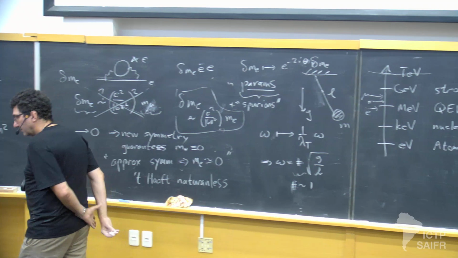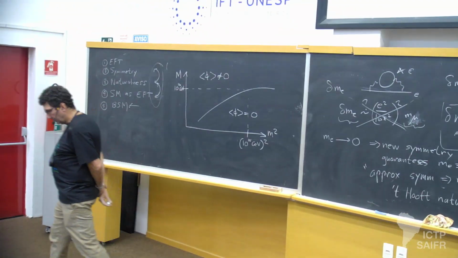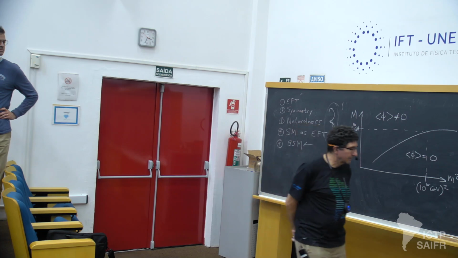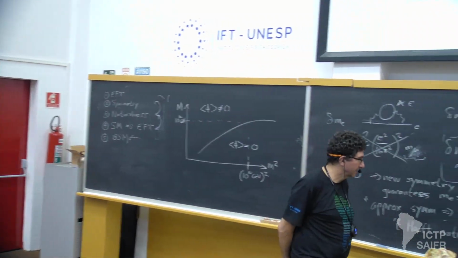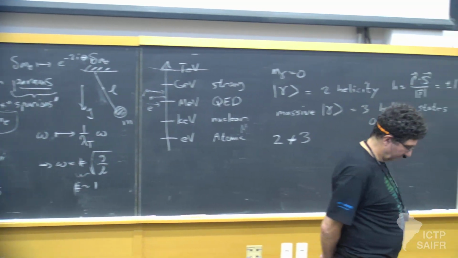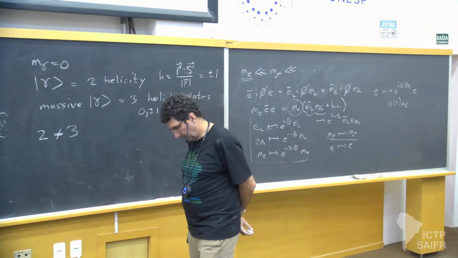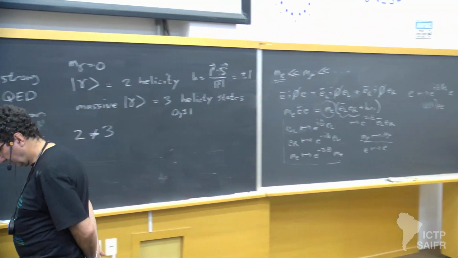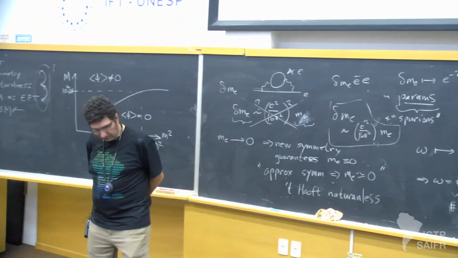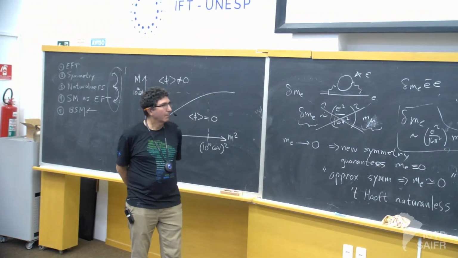Sorry, but I can see how the approximate symmetry can relate to the mass being close to zero. I mean, when we have the symmetry, some terms are forbidden and some terms are protected by symmetry, and I can see that by the math. But in approximate symmetry, I can't see that. Can you explain it to me again, please?